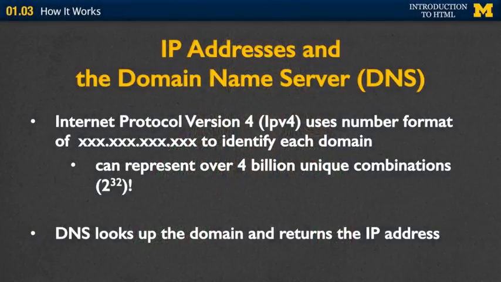Each one of these domains has an associated IP address. One of the reasons that the internet does so well now is that we have something called the domain name server. When the internet first started, you had to remember that 16-digit or 4 sets of 3 numbers to find out where things were located.